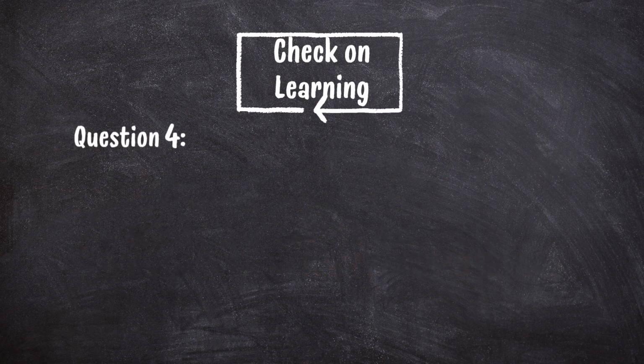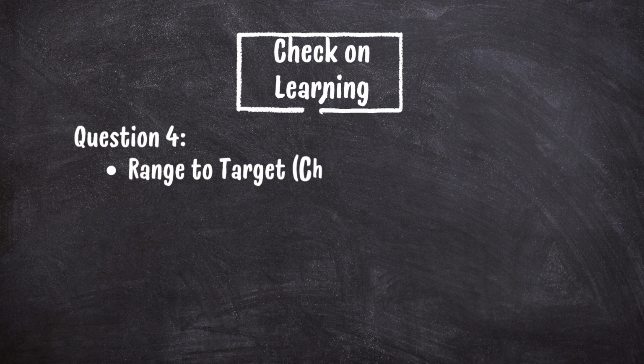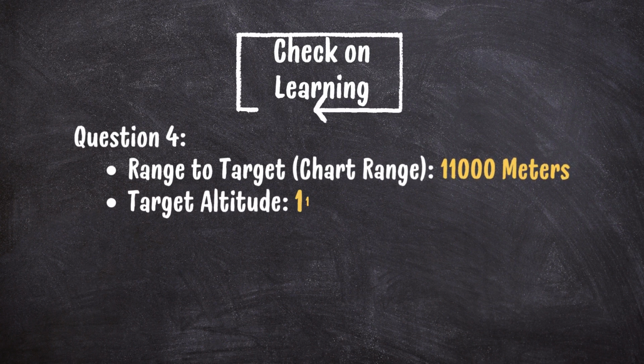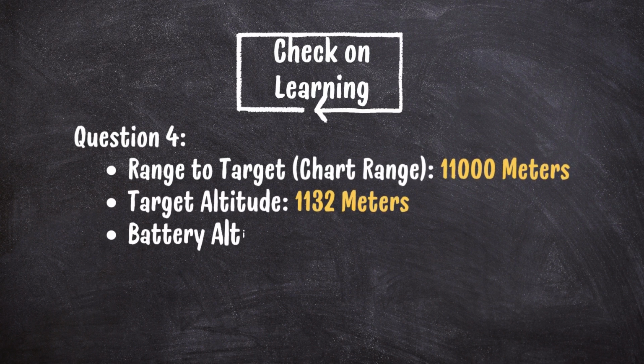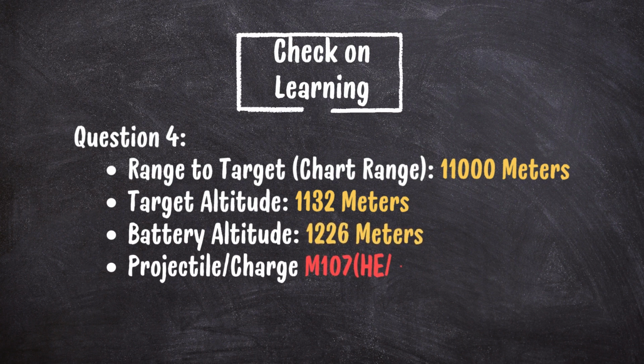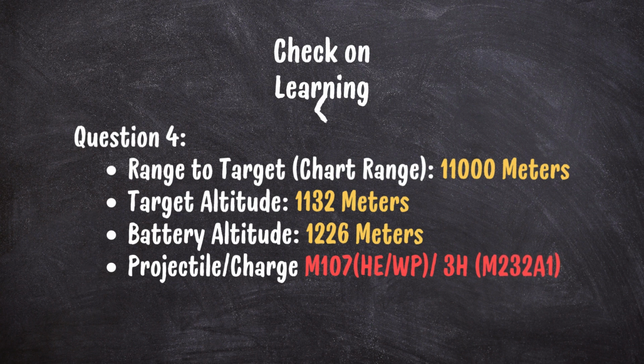Question 4. Range to target, chart range, 11,000 meters. Target altitude, 1132 meters. Battery altitude, 1226 meters. Projectile, charge Mic 107, HE or white phosphorus. 3 Hotel, Mic 232 Alpha 1.